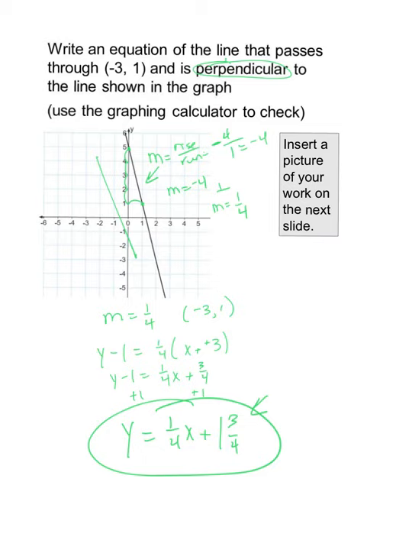Okay, so this line is not a perpendicular line, so hopefully you guys caught that. But I don't want to go back and change the entire video. So this is a perpendicular line. Ha ha ha.